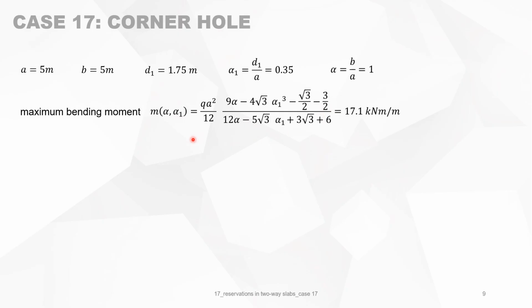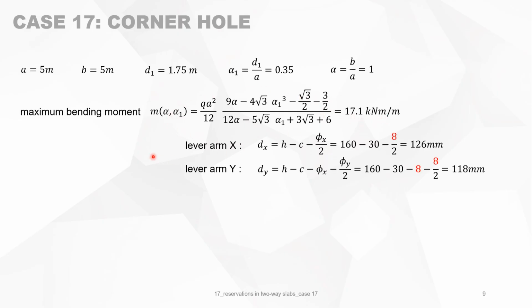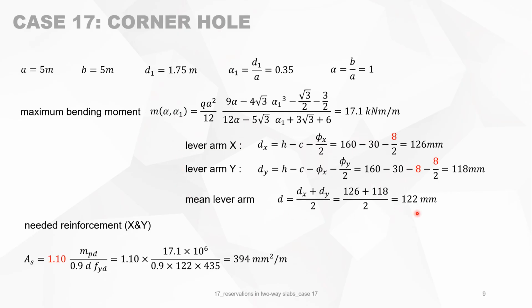Maximum bending moment is then equal to 17.1 kilonewton meter per meter. The lever arm, we can calculate the mean lever arm, which is 122. And from that, we calculate the needed reinforcement, which is 1.1 times the maximum bending moment divided by the lever arm and the yield strength of the steel reinforcement. And we have 394 square millimeter per meter.